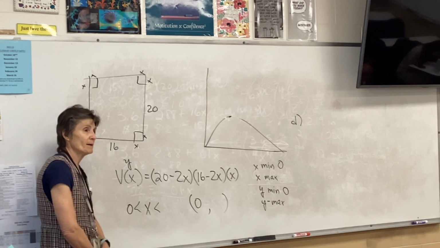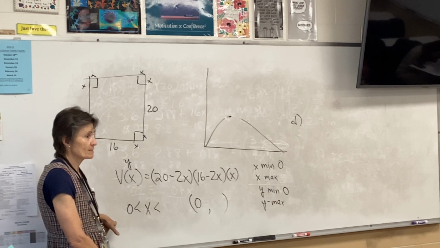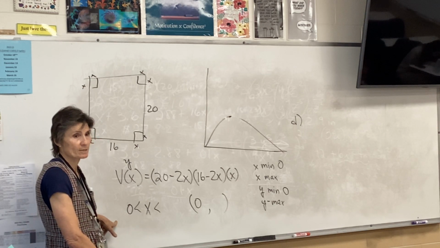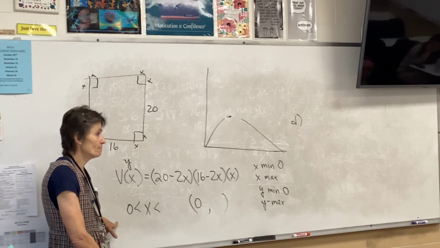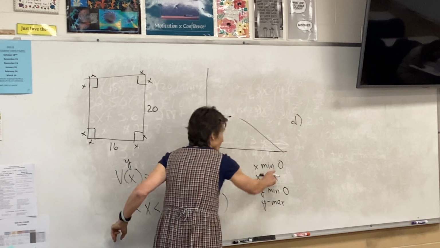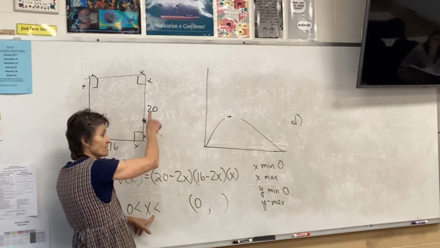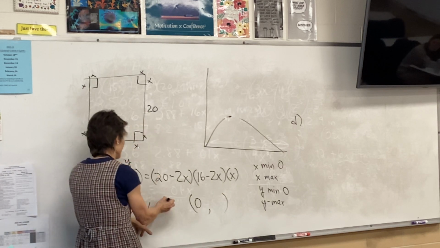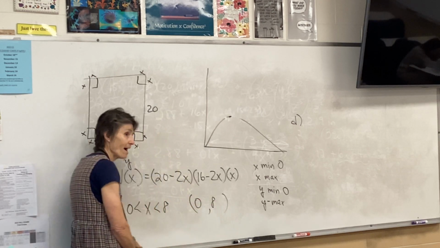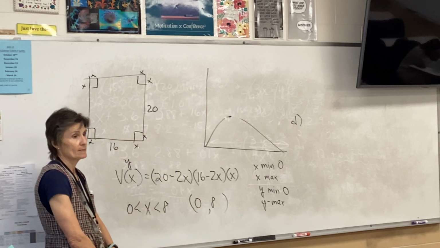So now tell me about my domain. Notice I left the 0 there because that never changes. The minimum, x minimum, is always going to be 0. What's my maximum for this piece of paper? 8. Half of the smallest dimension.